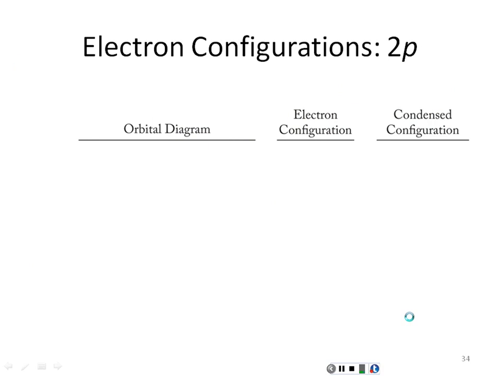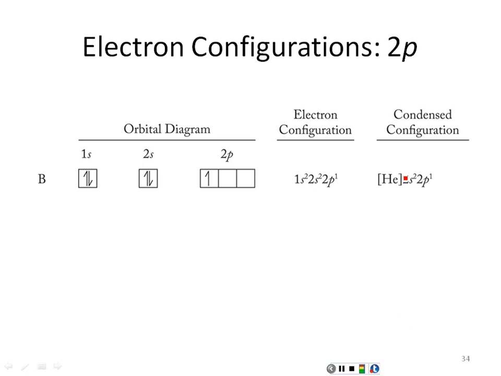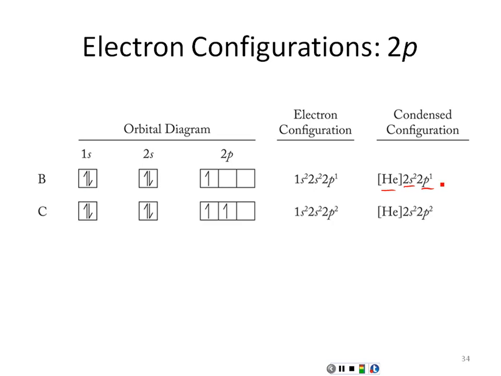Now let's keep going into the next subshell, which would be the 2p. That starts with boron. For boron, we add 1 electron in the 2p orbital, and its condensed configuration becomes helium 2s2, 2p1. Carbon, 1 more electron, becomes 2s2, 2p2. And nitrogen becomes 2s2, 2p3.